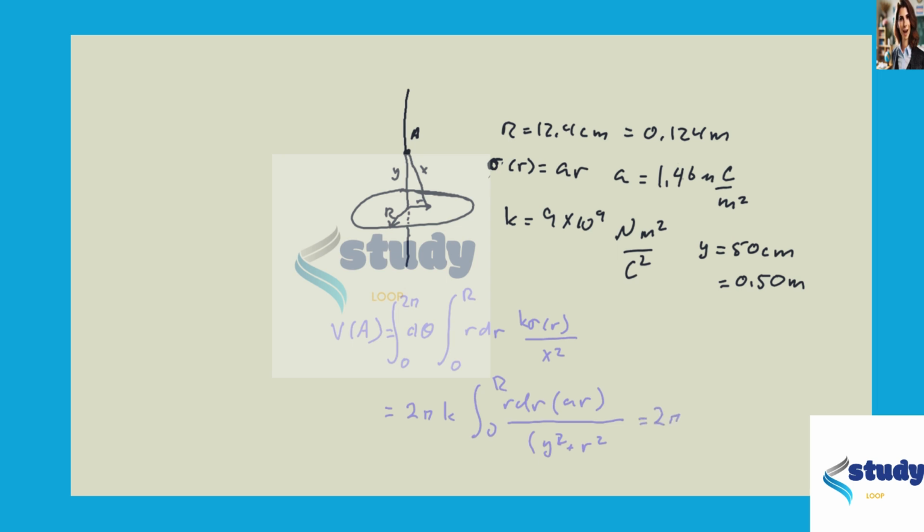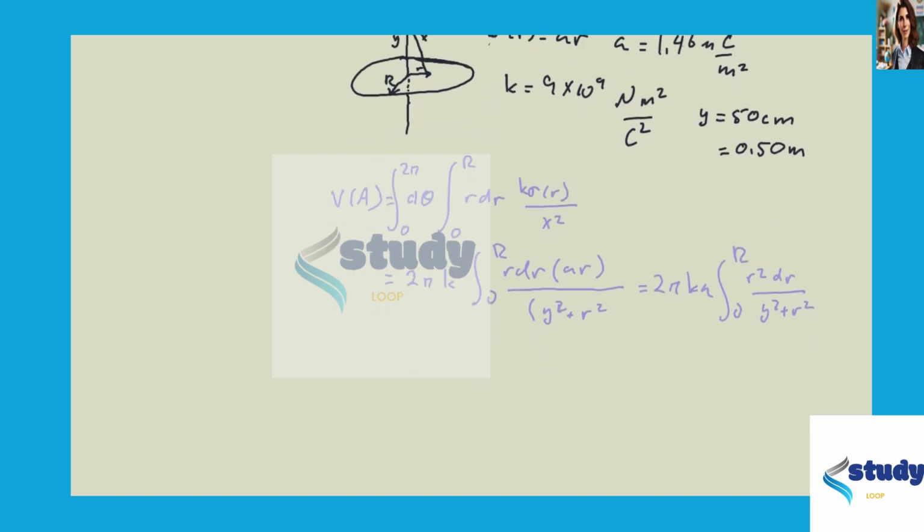So 2 pi k a integral 0 to capital R of little r squared d little r divided by y squared plus r squared. So as far as the integral is concerned, y is a constant. And so we can kind of treat it as such in doing this. We can look that integral up in a table of integrals.